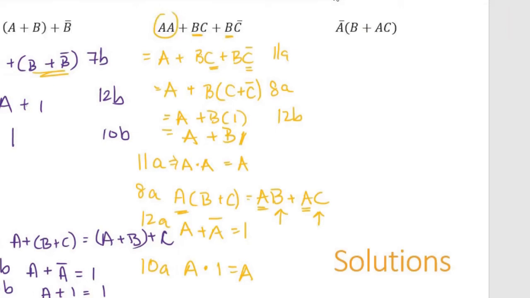This is just shouting distributive property at me. So we've seen that a few times now. I won't write out the rule again. It is rule 8A. So we have not A and B, or not A and C. We've seen that before. There's absolutely a rule for that. Rule 12A comes into play a couple of times, and it's down here.